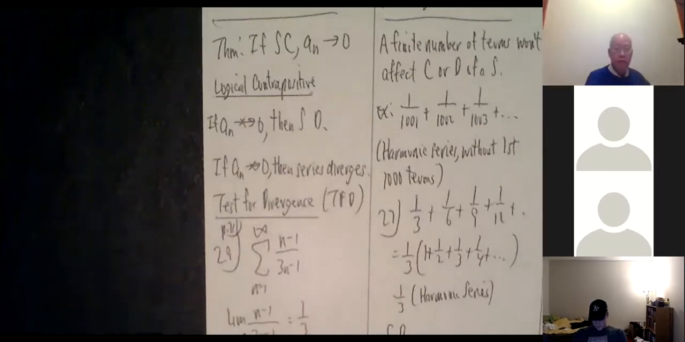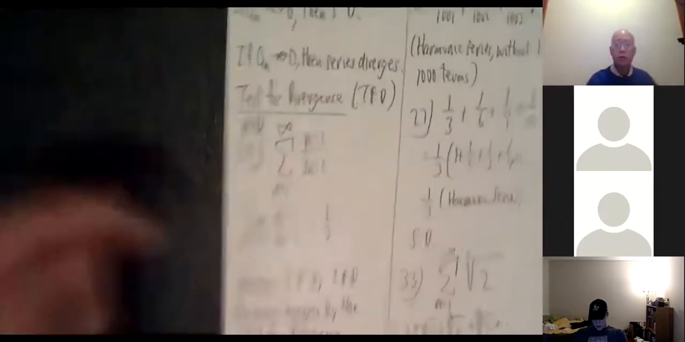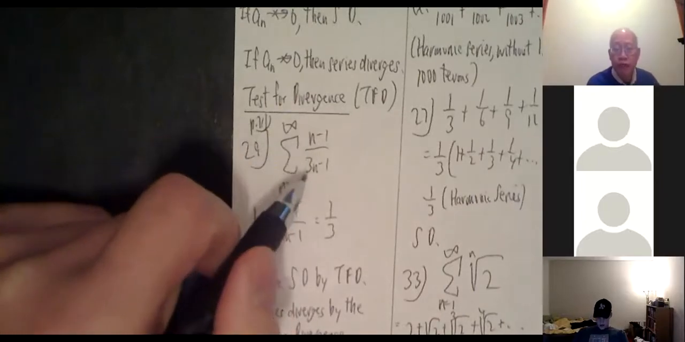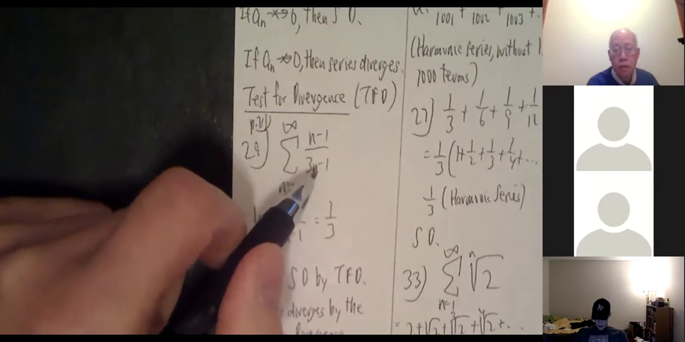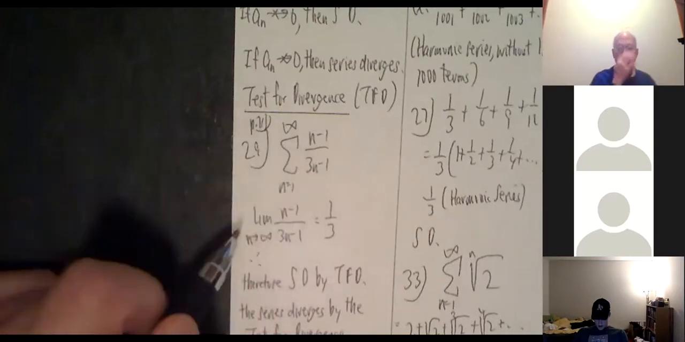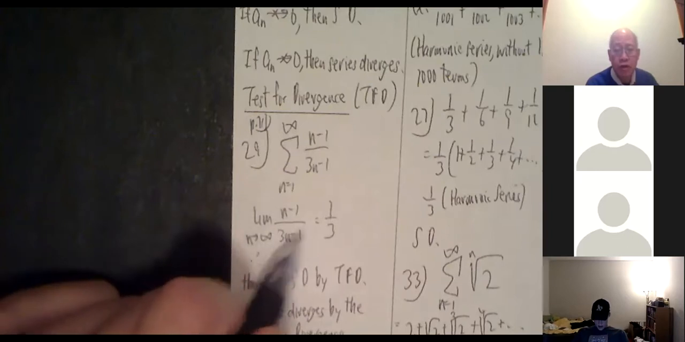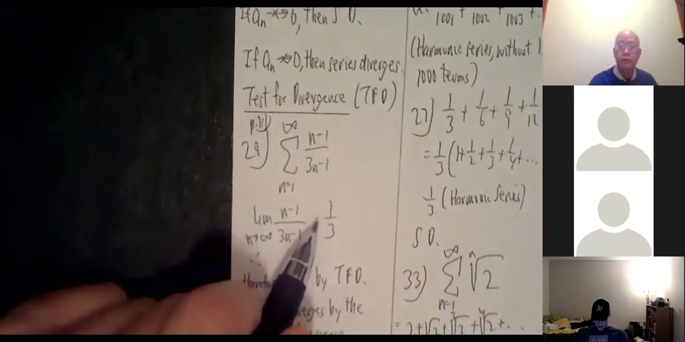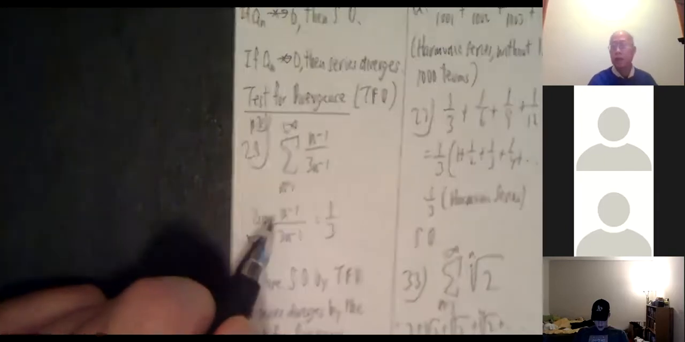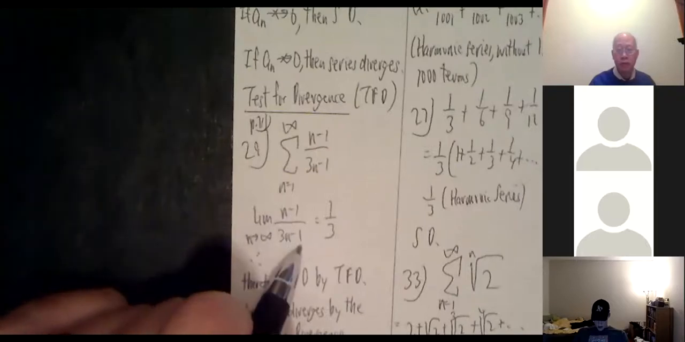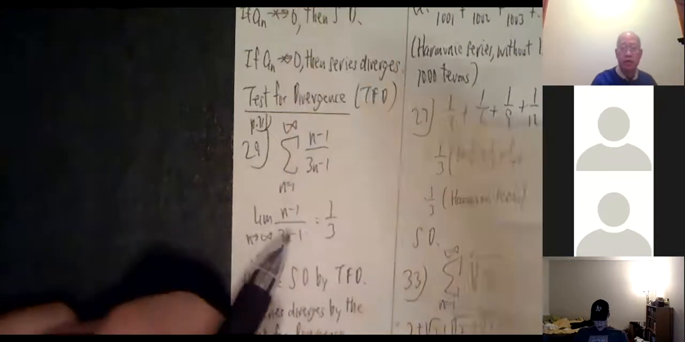And here's an example. My 29: summation n equals 1 to infinity of n minus 1 over 3n minus 1. Does it converge or does it diverge? The limit as n approaches infinity of n minus 1 over 3n minus 1 is clearly 1/3. Several arguments: you can say when n gets super big, ignore the minus 1, right? So it's essentially n over 3n, which is 1/3.